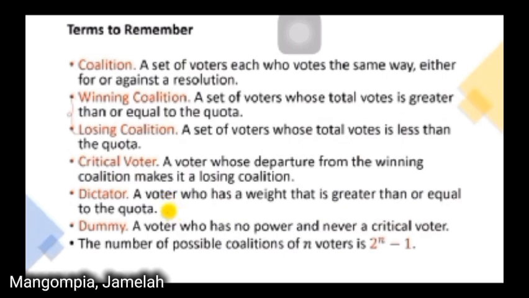So, like in our example earlier, one voter there is enough to push them past the quota in the elections. So, the last one is a dummy, a voter who has no power and is never critical. The number of possible coalitions of n voters is 2^n minus 1.